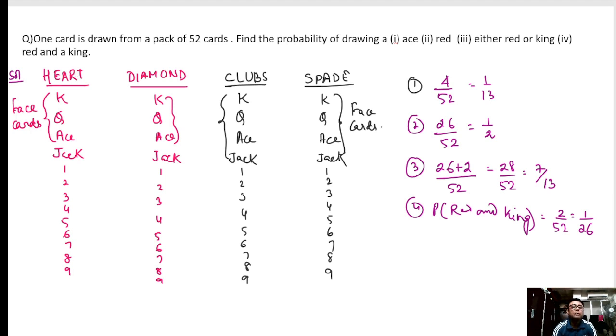Next, one card is drawn from a pack of 52 cards. Find the probability of drawing an ace.